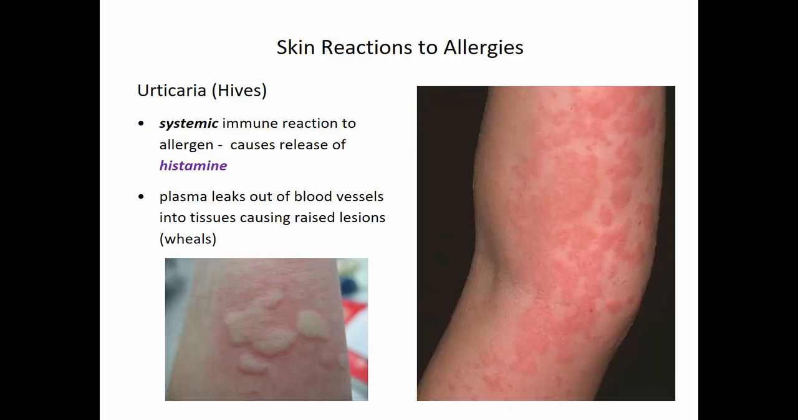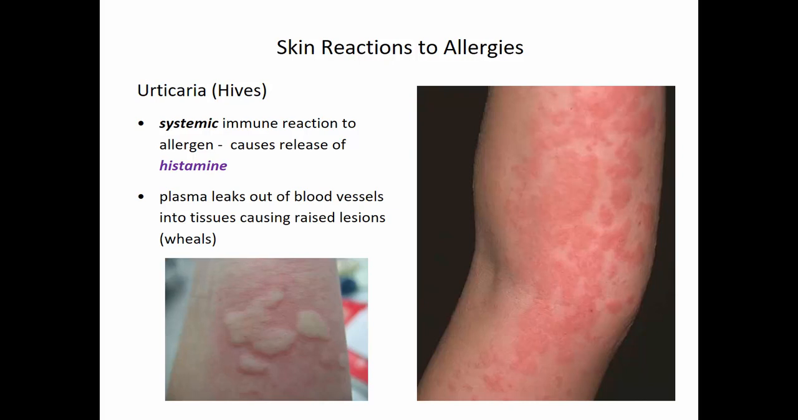Hives are caused when histamine is released. It causes the blood vessels to dilate and become leaky, and plasma leaks out of the blood vessels into the surrounding tissue, and it creates these raised lesions that are called wheals. Wheals can either be, as you can see in one picture, lighter than the surrounding tissue, or they can be redder than the surrounding tissue. And of course, one of the main symptoms of hives is itchiness.